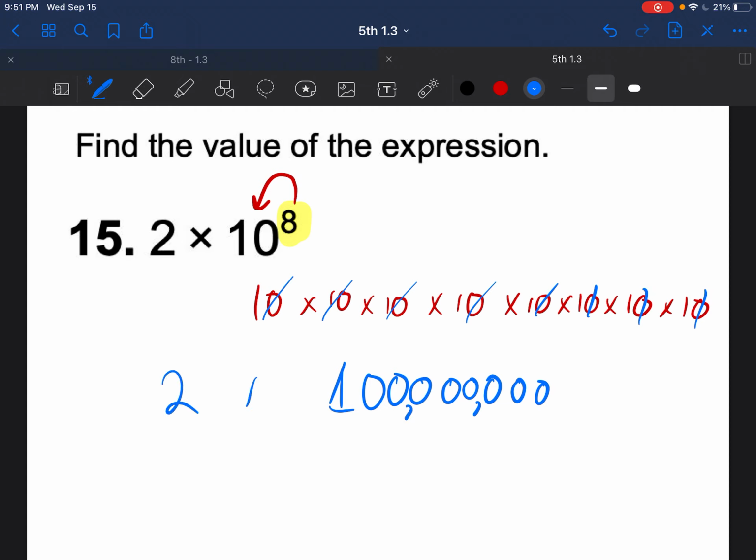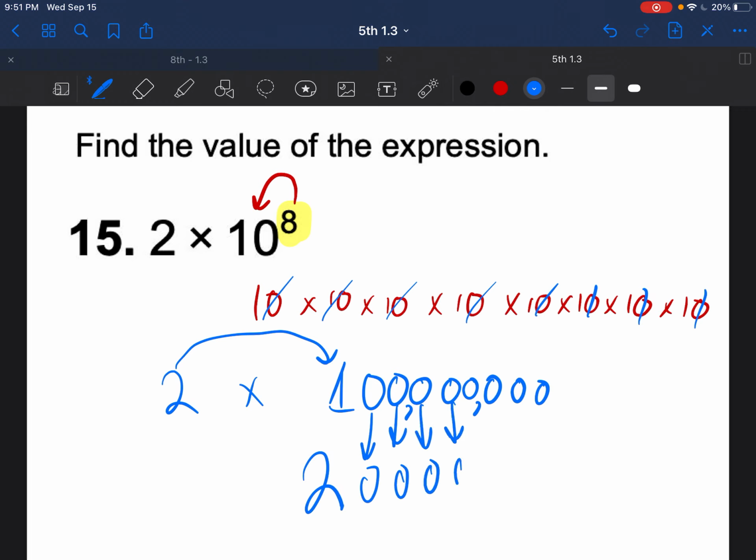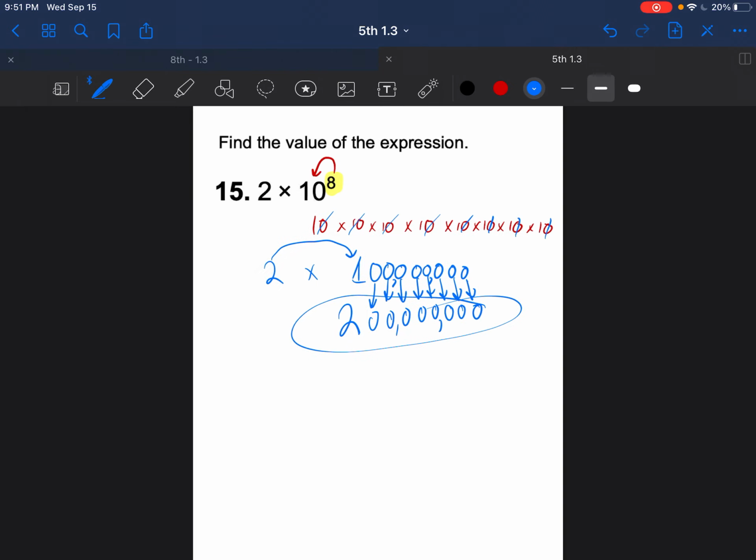So now we got to do 2 times 100 million. So what is 2 times 100 million? Well, let's multiply. 2 times 1 is 2. Let's add our zeros. 1, 2, 3, 4, 5, 6, 7, 8. So 2 times 100 million is 200 million.